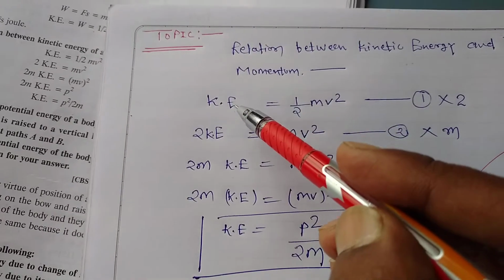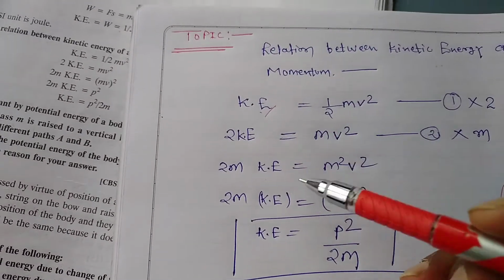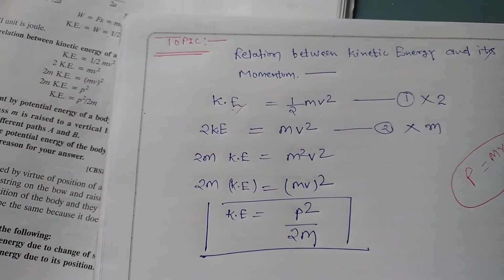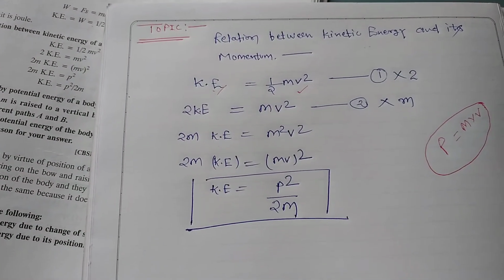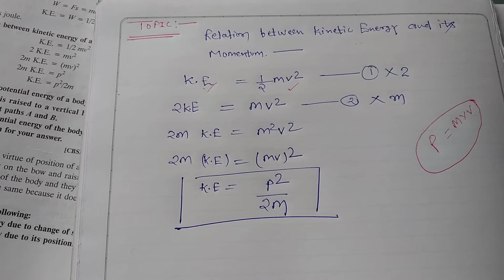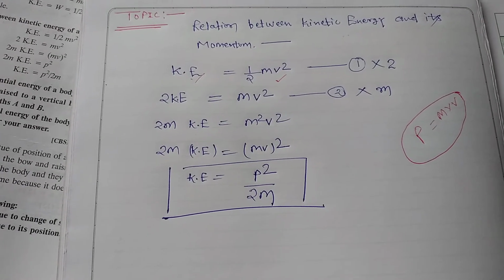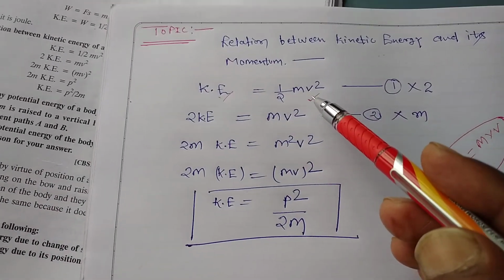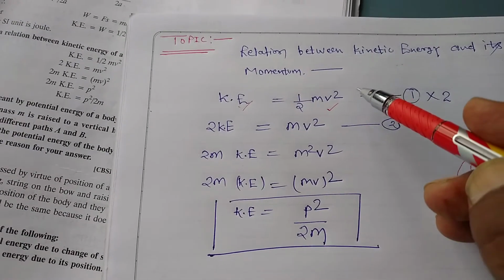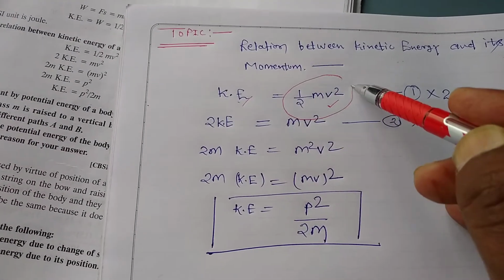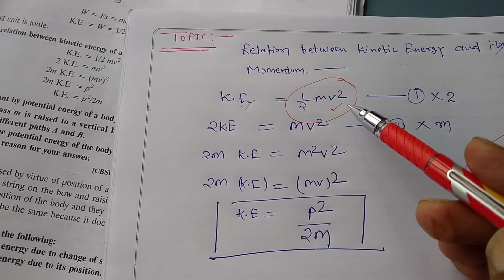My dear students, this is kinetic energy. We indicate kinetic energy by KE. Kinetic energy is equal to 1 upon 2 mv square. We want to derive an expression or relationship between kinetic energy and momentum of the object. Momentum is the product of mass and velocity. Firstly, we will convert this term in the form of mass and velocity only.